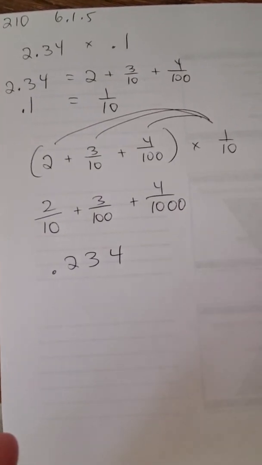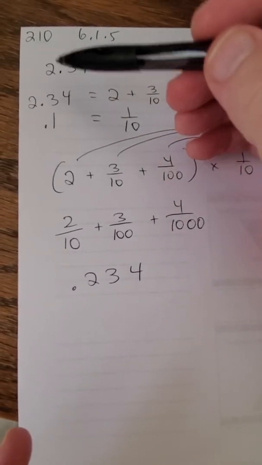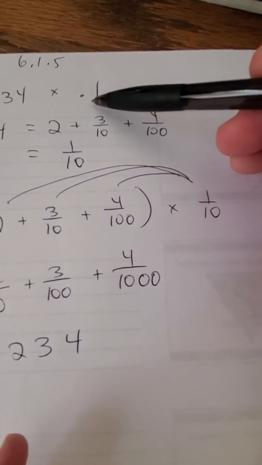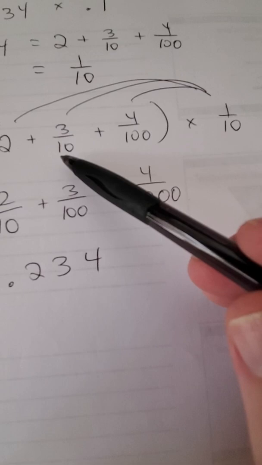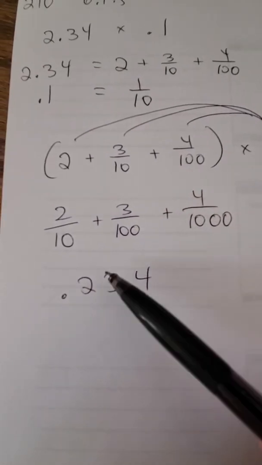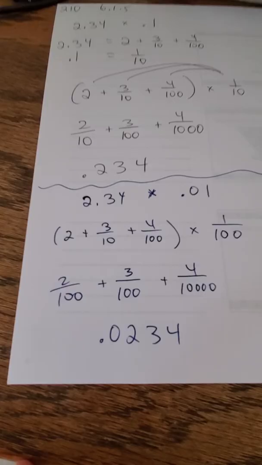So you can see what's happening here is that I have 3 decimal places here, because I started with these 2 decimal places, and I have the tenth here, which is 1 decimal place, but that tenth added a factor of 10 to each term here, which moved everything over, and now I have 3 decimal places. Let's give you another example so you see what I'm talking about.